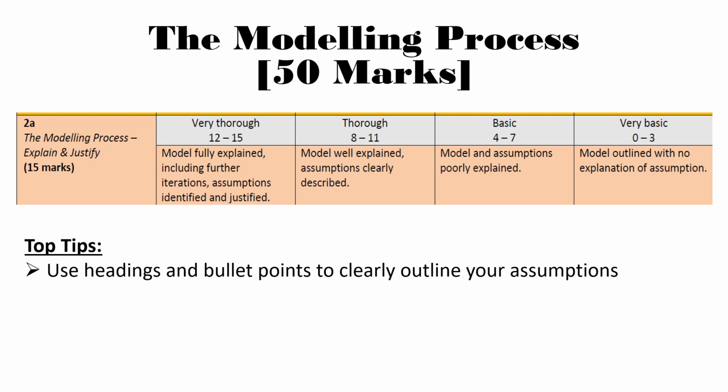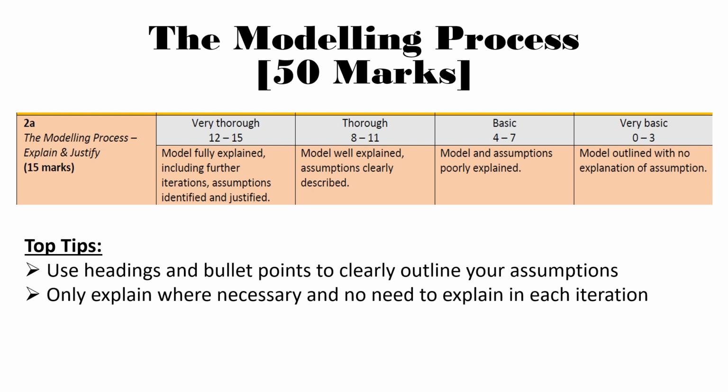No need to use sentences. Bullet points are fine. Maths where possible to limit, so you're not using up your word count. Only explain where necessary and no need to explain in each iteration. So often you can over explain. So obviously it does state that your assumptions are identified and justified. So if you assume something, you have to justify why you do it. However, only explain in cases where that is necessary.